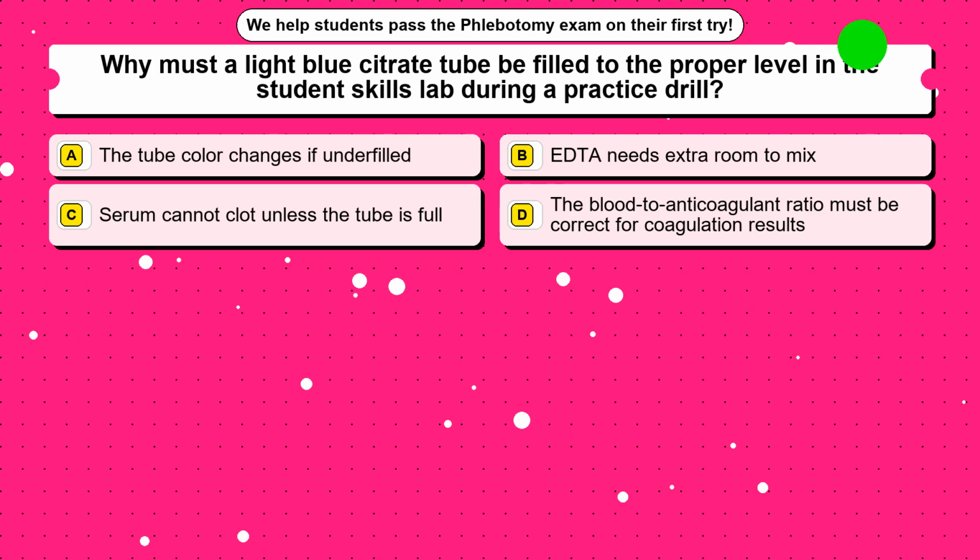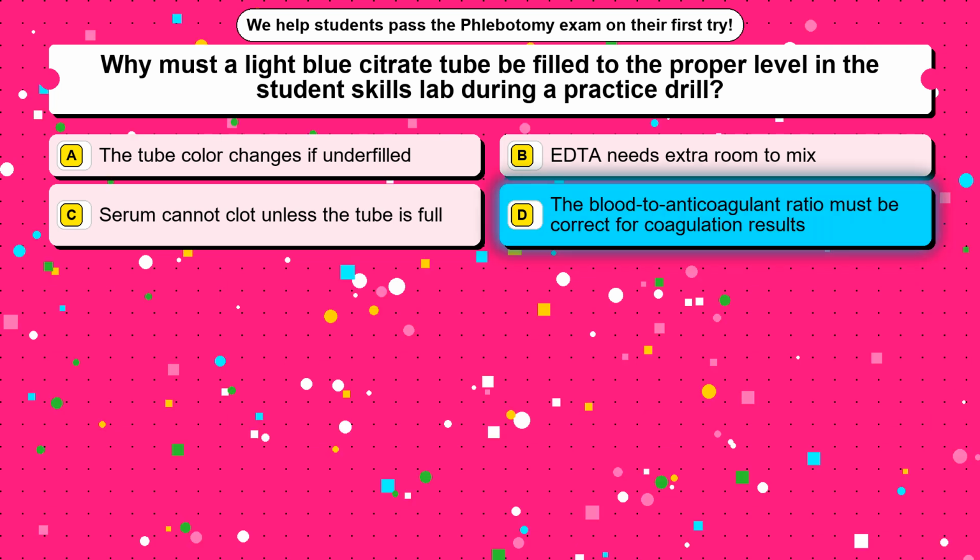Question 22. Why must a light blue citrate tube be filled to the proper level in the student skills lab during a practice drill? Option A. The tube color changes if underfilled. Option B, EDTA needs extra room to mix. Option C, serum cannot clot unless the tube is full. Option D. The blood to anticoagulant ratio must be correct for coagulation results.